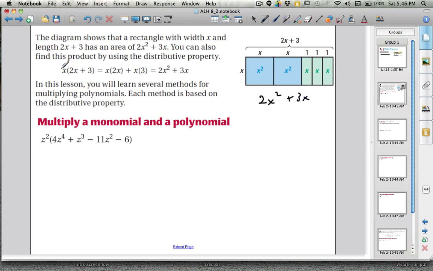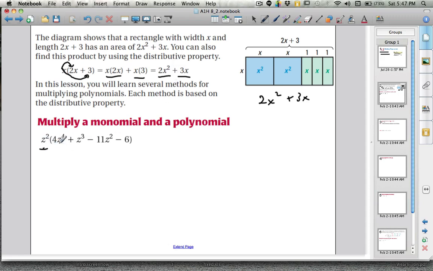Also, we could use the distributive property, x times 2x, and x times 3, right, which becomes this and this, which also leaves us with 2x squared plus 3x. So this is more the way that I personally learned how to do this. So that's the way I'm going to do this first problem.